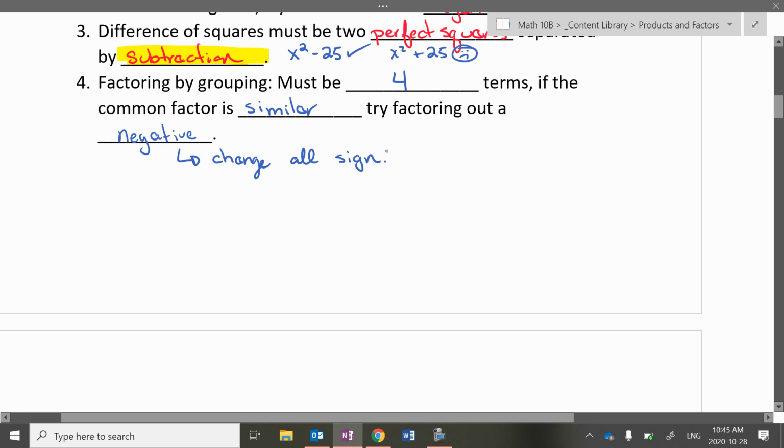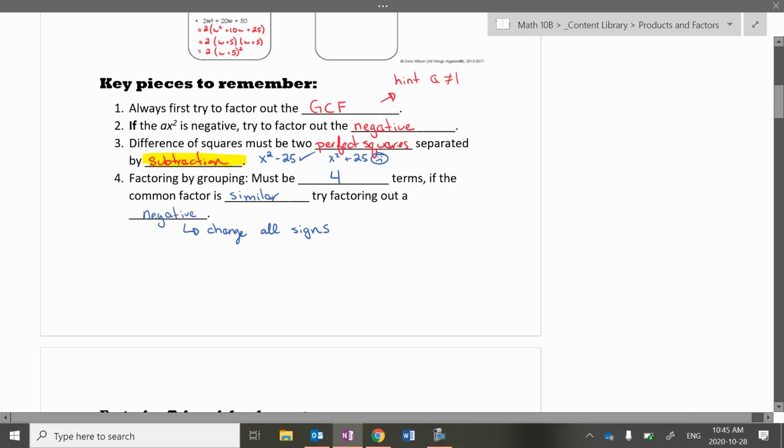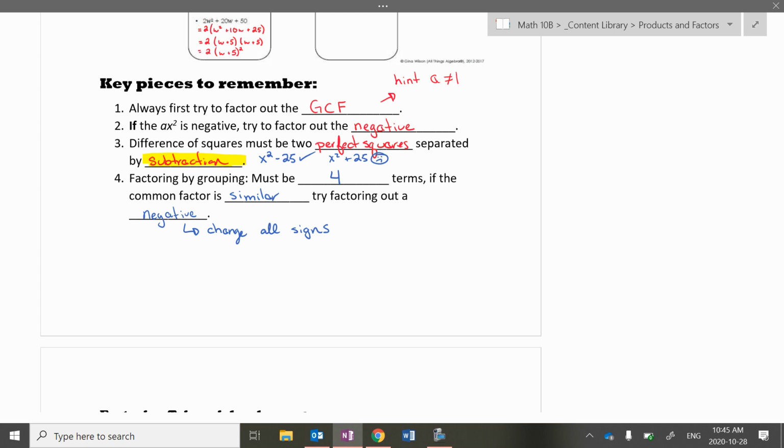Are there any hints that I've missed that you guys think we should add to this list? Especially hints from your quiz. Okay, let's turn the page then.